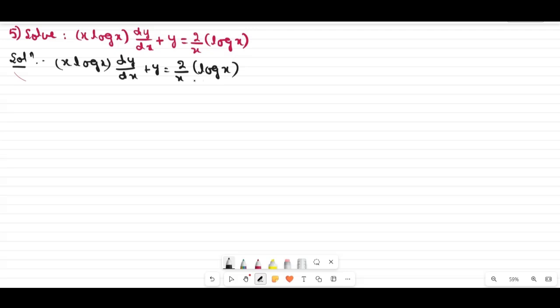So what we don't want here is x log x. So divide the whole equation by x log x. Okay. So if you divide it by x log x, what you will get?